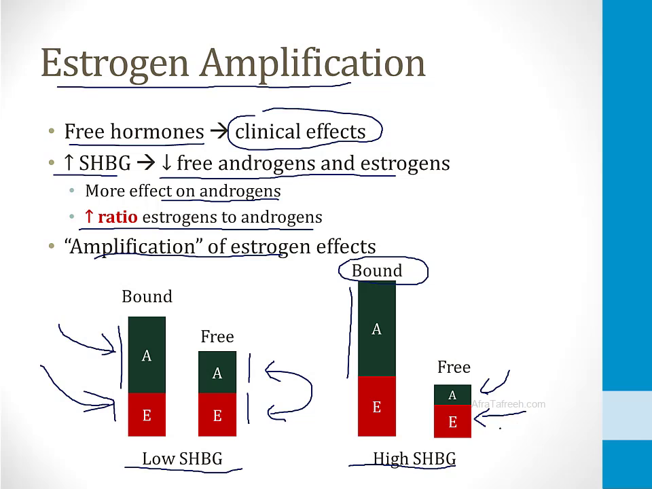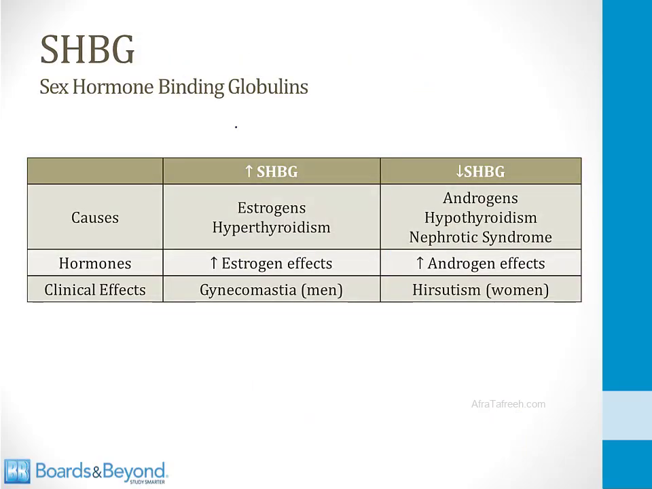We now have a greater ratio of free estrogens to androgens, and thus we have amplification of the effects of estrogens in the setting of high sex hormone binding globulins. You can see these effects clinically in a number of situations. You can have an increase in the amount of sex hormone binding globulins if you administer exogenous estrogens, for example, in women who are taking oral contraceptive pills.